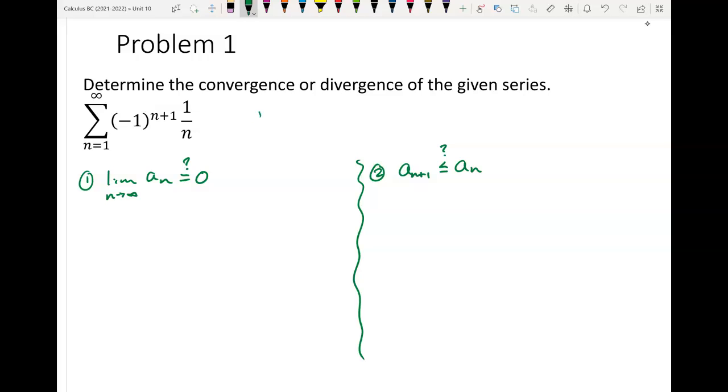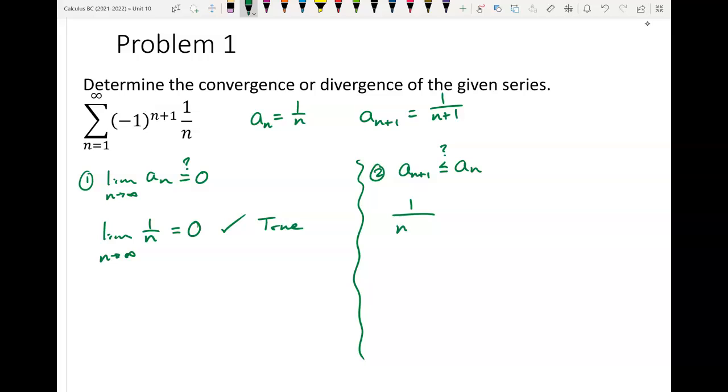So first off, we identify our a sub n. What is our a sub n for this problem? 1 over n. Well then, what is a sub n plus 1? Just 1 over n plus 1. Wherever you see an n, you're going to put an n plus 1 instead. That's how we get the a sub n plus 1. All right, first off, let's check our limit. The limit as n goes to infinity of 1 over n. Is that equal to 0? Yes, it is. We know that. That is true. So we're good there.